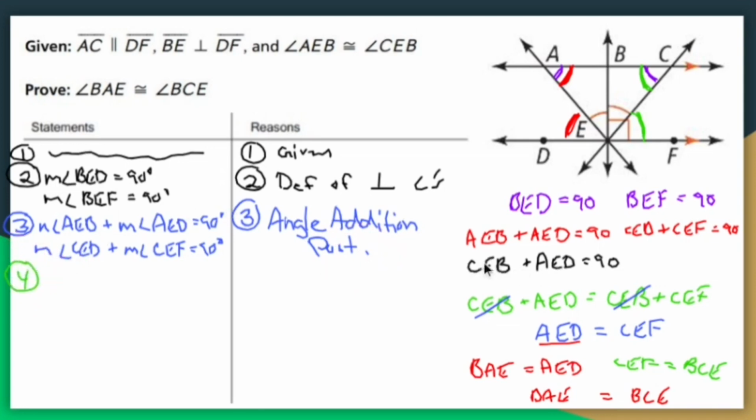I then said that CEB plus AED is 90 degrees, and I used substitution for that. So the measure of angle CEB plus the measure of angle AED is 90. And I used the substitution property for that one.